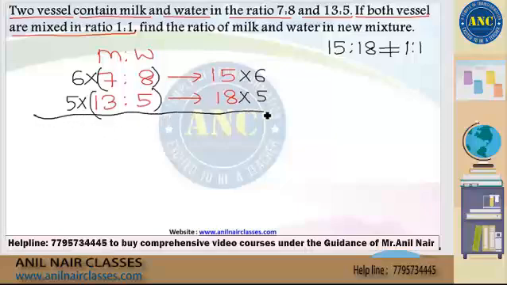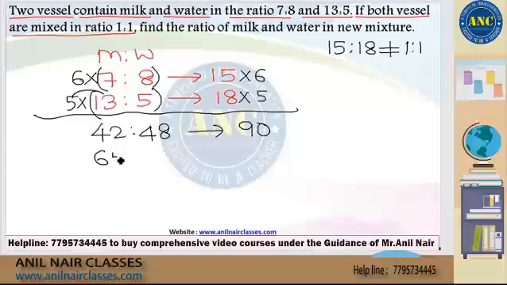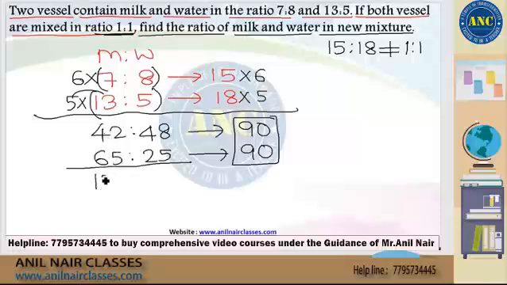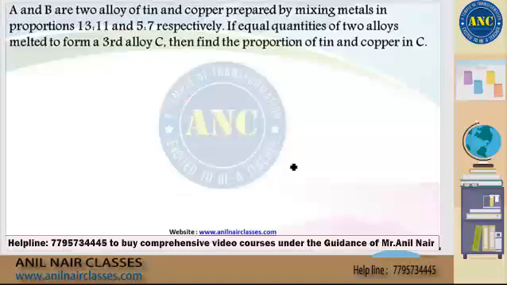Now my new values become 6 into 7 is 42, 6 into 8 is 48. 42 plus 48 is 90, for your information. 5 into 13 is 65, 5 into 5 is 25. 65 plus 25 is also 90. Observe carefully, 90:90 is nothing but 1:1, which they are asking in the question. Find the ratio of milk and water in the new mixture. In the new mixture, milk is 42 plus 65, which is 107, and water is 48 plus 25, which is 73. This is my answer. Please see this question.